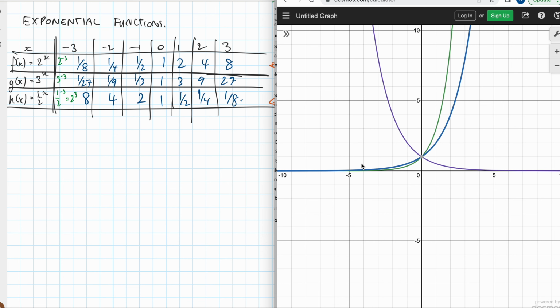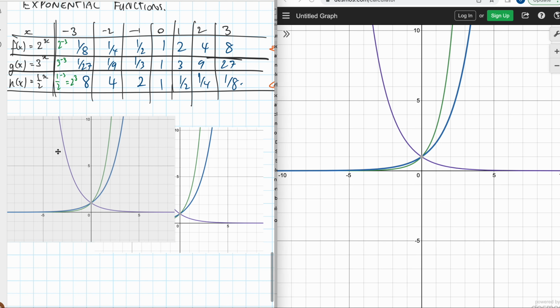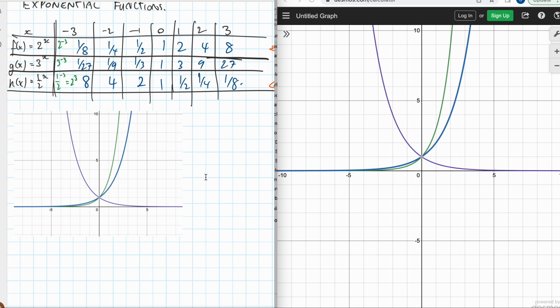So we can talk about these functions here, and I'm going to take a screenshot of this, okay, like that, and just whack it in. Hopefully this works. Oh, look at that. How good's technology? And let's start drawing on here.